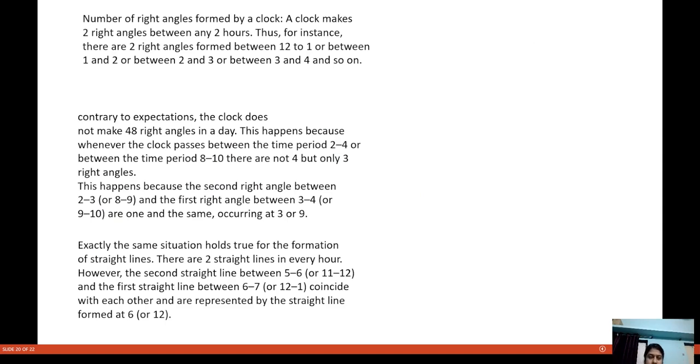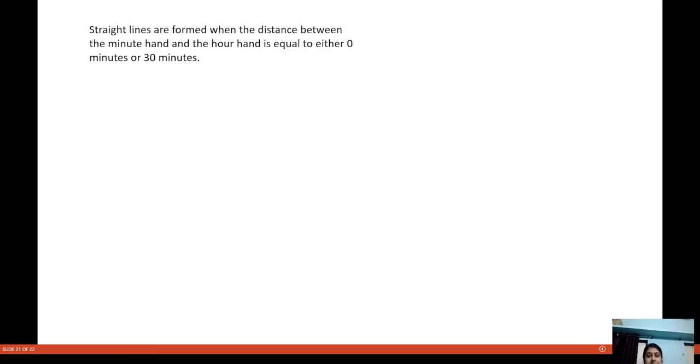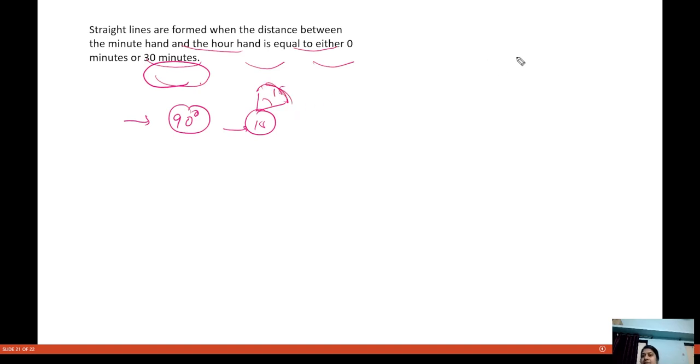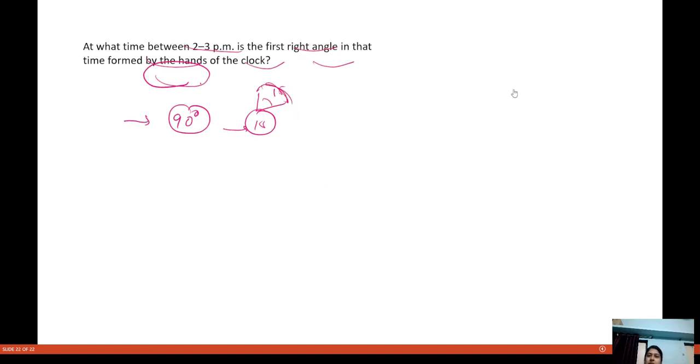So let us go to the question first. Obviously, straight lines are formed when the distance between the minute hand and the hour hand is equal to either 0 or 30 minutes. And a 90-degree angle is formed whenever the distance between the hour hand and the minute hand is 15 minutes. Fine, so this we already know.